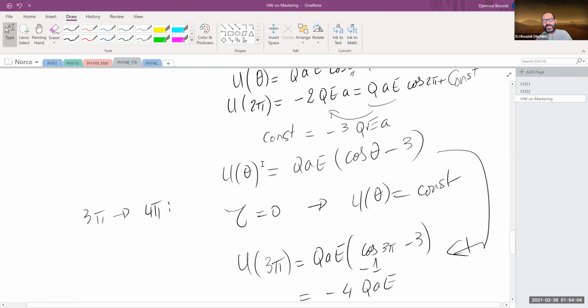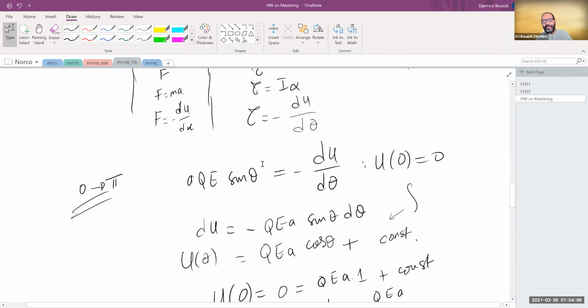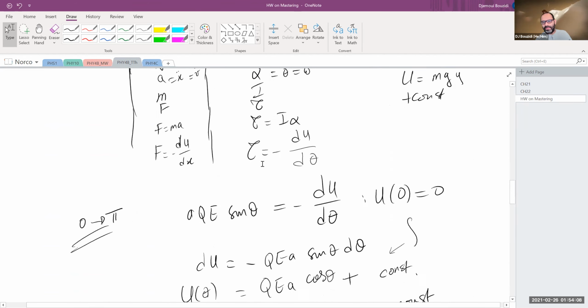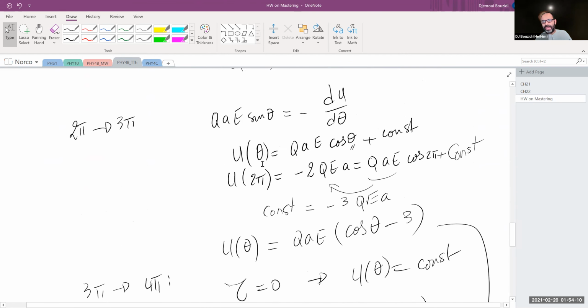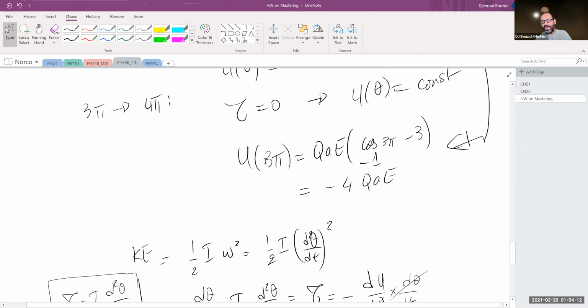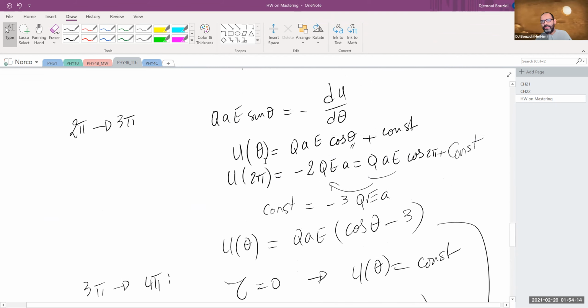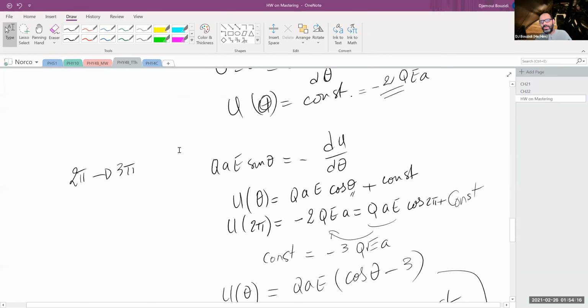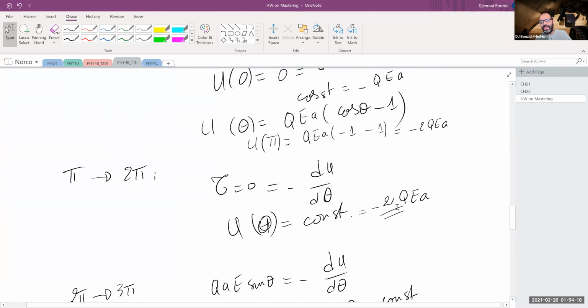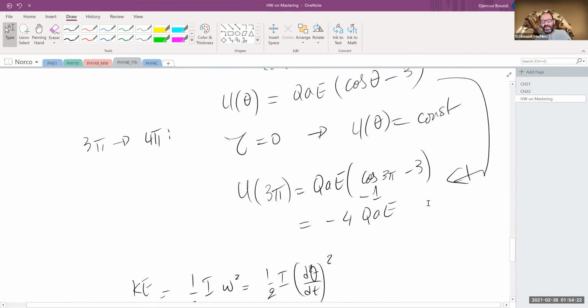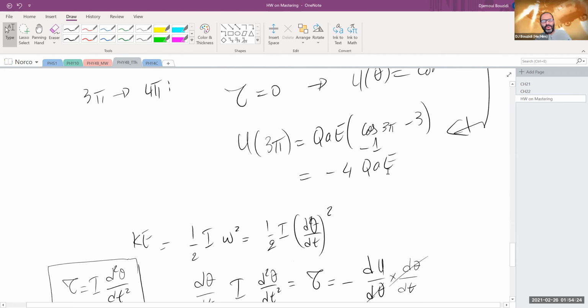If you notice these values, the first time around, what is the potential energy? The first time around, between pi and 2 pi, the potential energy was equal to minus 2QEA. The second time it crossed, it was minus 4QEA.